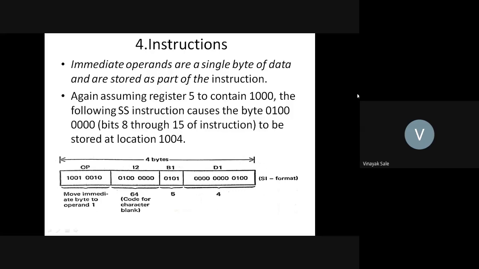Then immediate operands are single bytes of data stored as a part of the instruction. Again, here is an example for 4 bytes, that is the SI format they have given.